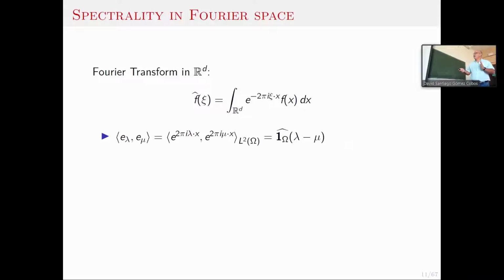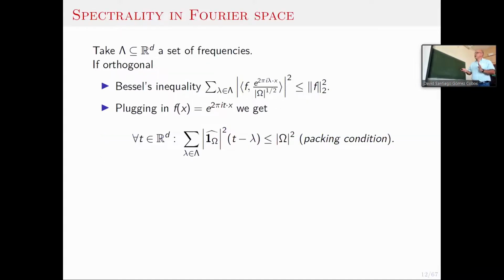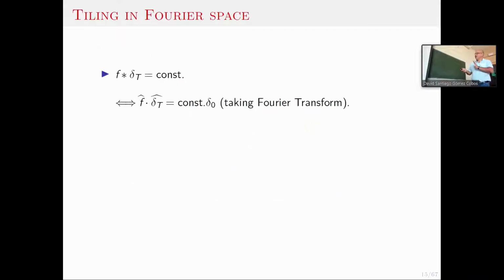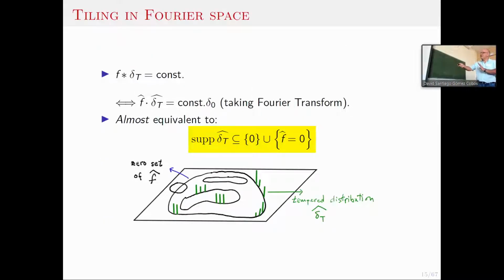What it means, if you look on the Fourier side, okay, this is Fourier's conjecture in geometry. On the Fourier side, tiling means exactly this. So f is your tile, what you move around. And you look at this Fourier transform, you look at its zeros, and delta t is a point mass on each one of the locations.